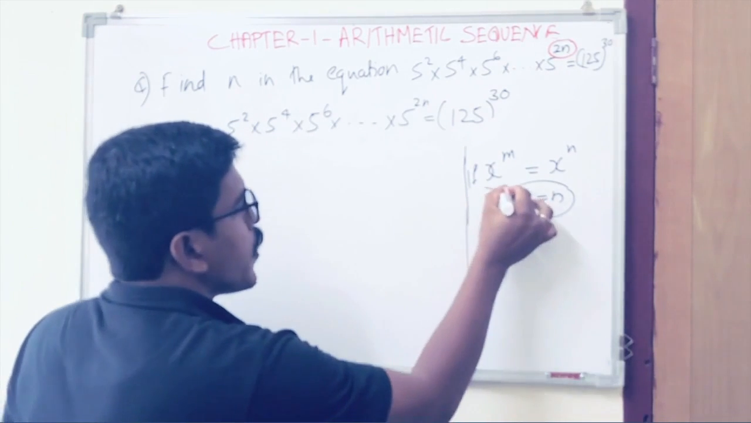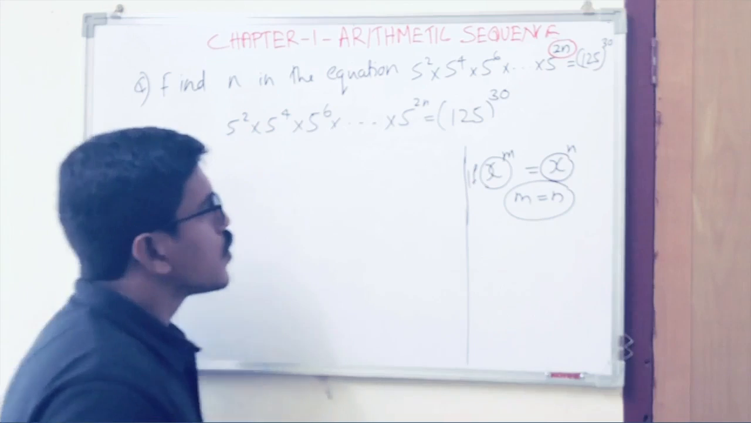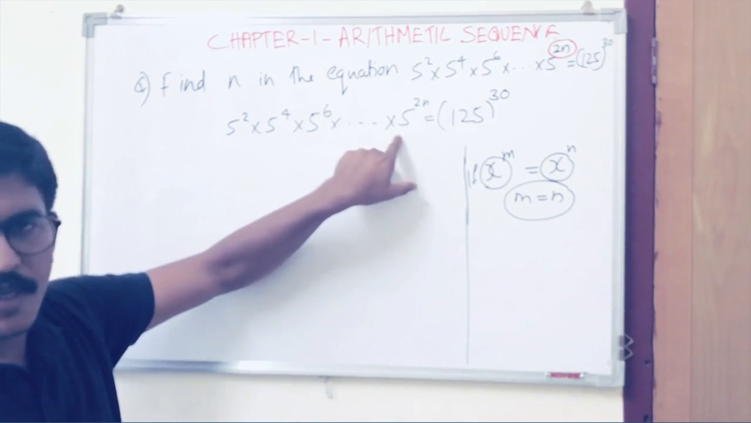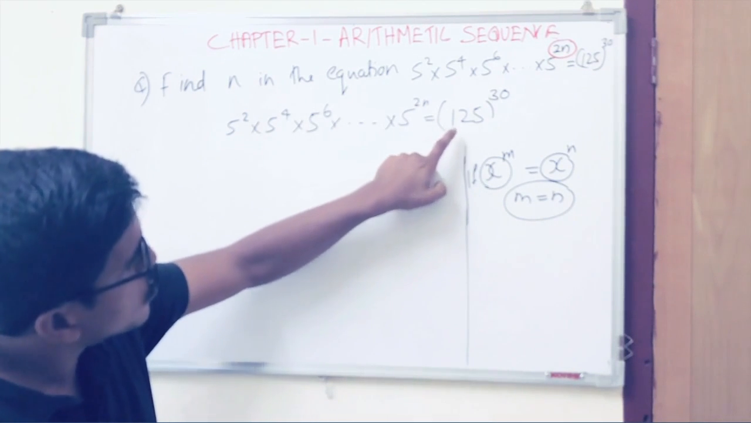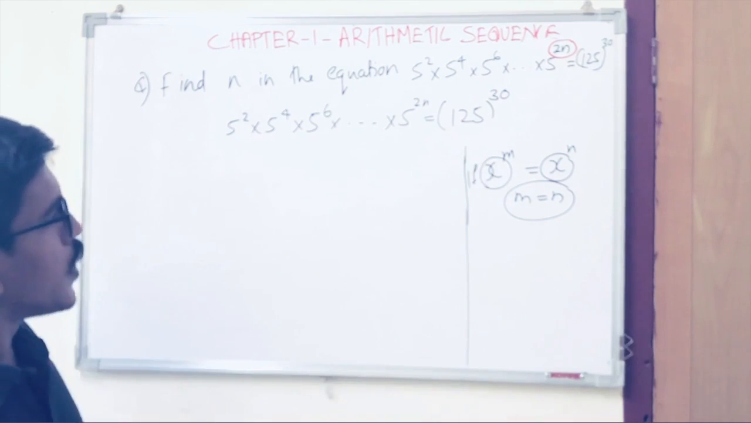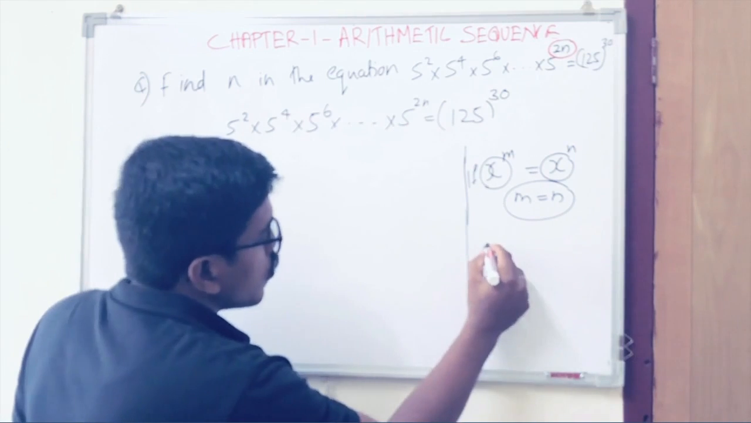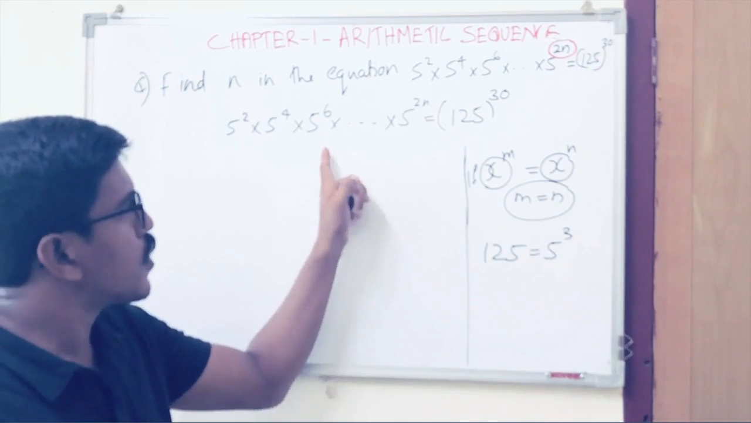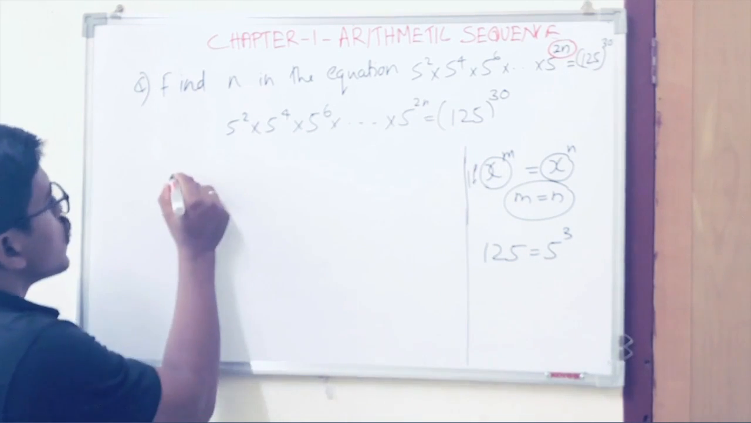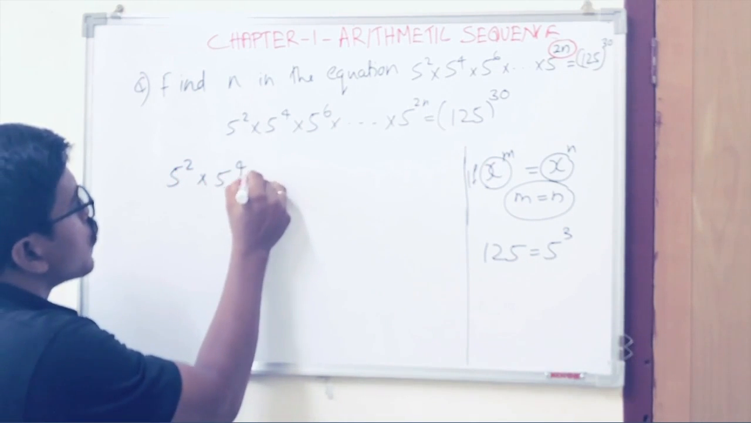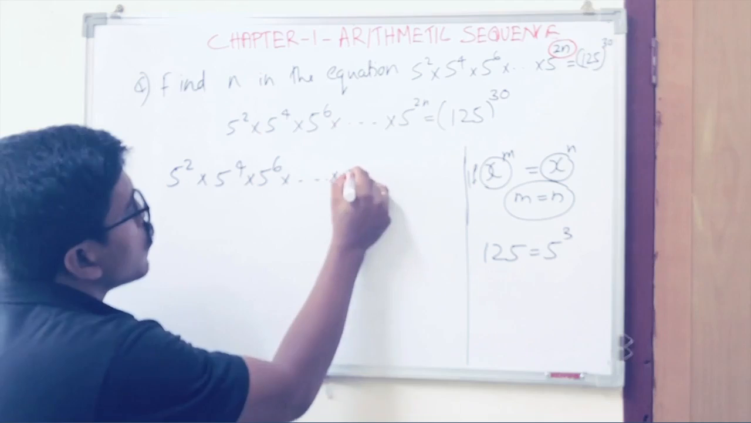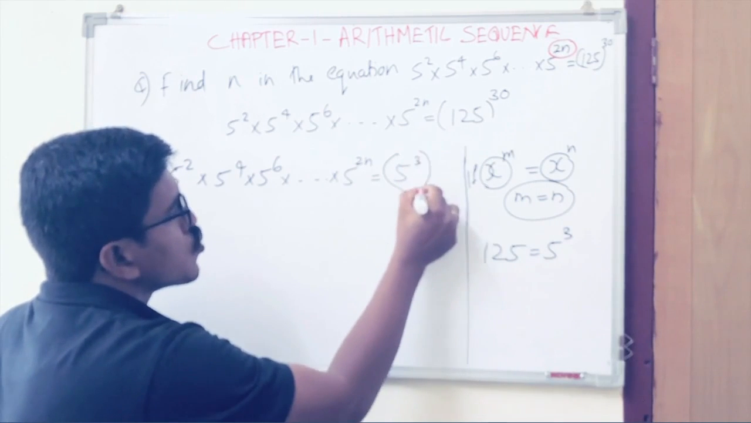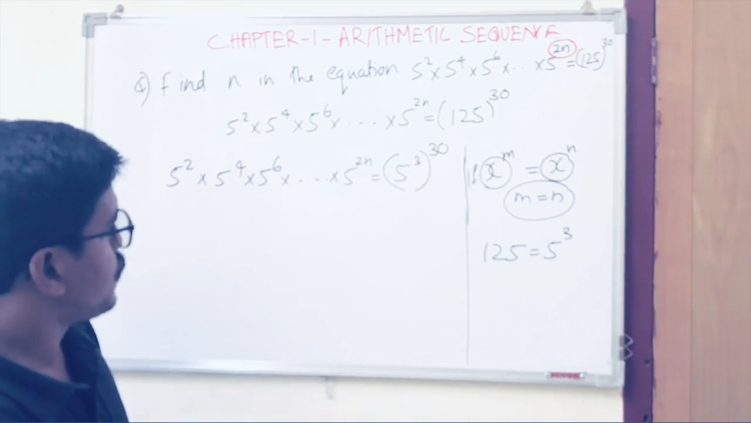Right? So here you can see the base numbers are same. Here in this equation you can see 5 on the left side, 5 is the base number. Now we are going to convert 125 and equalize the base as 5. All of you know that 125 is 5 raised to 3. So that we can equalize the base number on the left side and right side. So I can rewrite this as 5 square into 5 raised to 4 into 5 raised to 6 into etc. 5 raised to 2n is equal to, instead of 125, I am writing 5 cube, raised to 30.